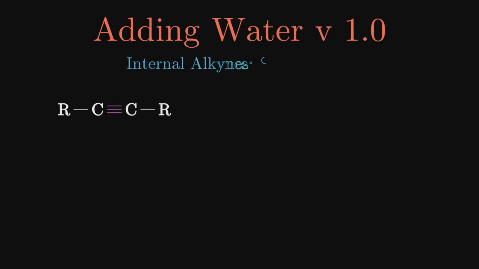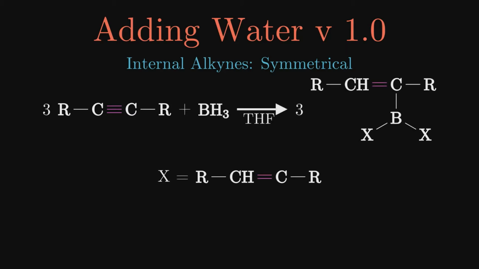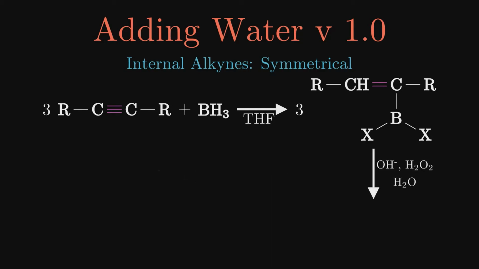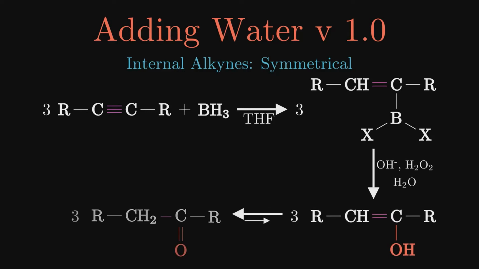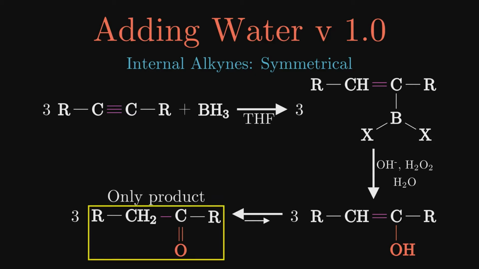If we have an internal alkyne, everything is the same as it was for alkenes. We have 3 molecules of alkyne for every borane, and the reaction takes place in THF. Each of the alkynes bonds to the boron, and the triple bond becomes a double bond. In the end, we have a trialkyl borane. After sodium hydroxide and hydrogen peroxide are added, the alkenes become enols, which then quickly rearrange into ketones. Since these are symmetrical alkynes, there is only one ketone produced.